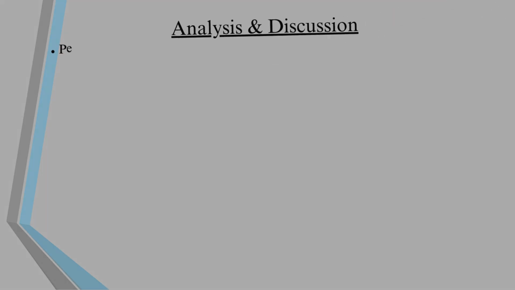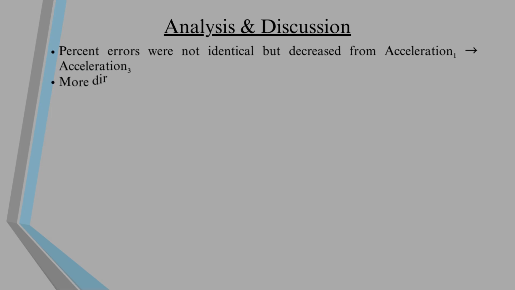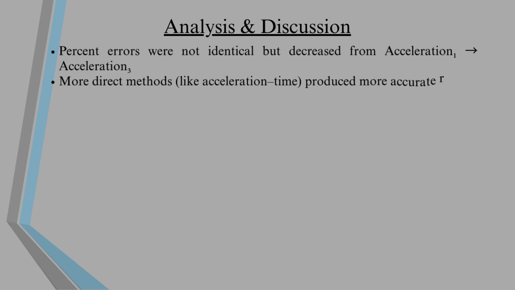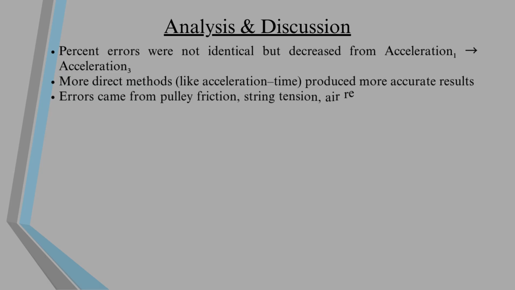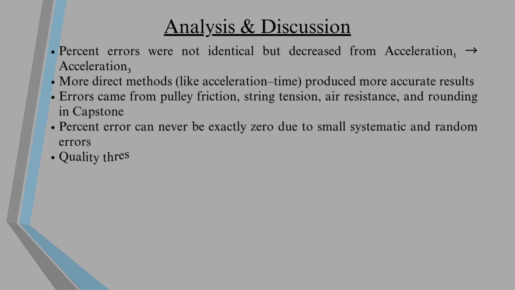Hello, my name is Samantha Armenta, and I'm presenting the analysis and discussion. Percent errors were not identical but decreased from acceleration 1 to acceleration 3. More direct methods produce more accurate results. Errors came from pulley friction, string tension, air resistance, and rounding. In Capstone, percent errors can never be exactly zero due to small systematic and random errors.